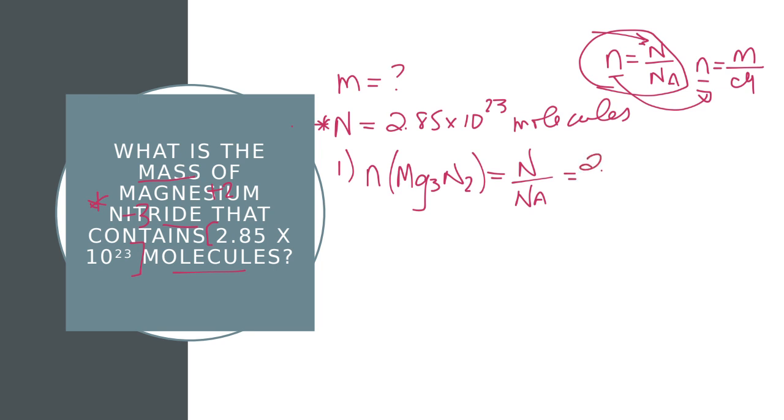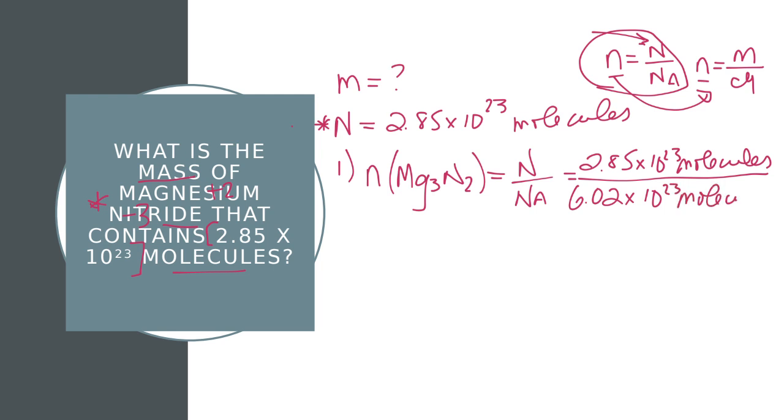So we're going to sub in the molecules, 2.85 times 10 to the 23 molecules, write it all out. And then we divide by Avogadro's number, which is 6.02 times 10 to the 23, and this is a compound, so molecules per mole. We're going to divide that out, and we're going to get a mole value of 0.4734. And there's extra digits in the calculator, but hang on to 4 to 5 decimal places. But don't round yet. This is not the final answer, so we don't round to significant figures just yet.